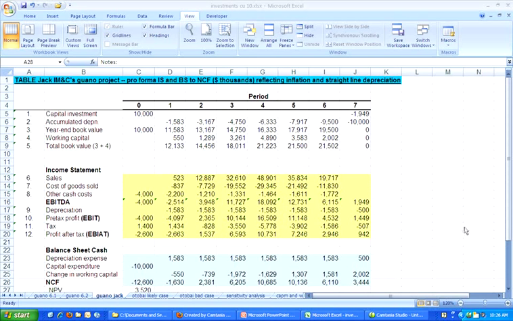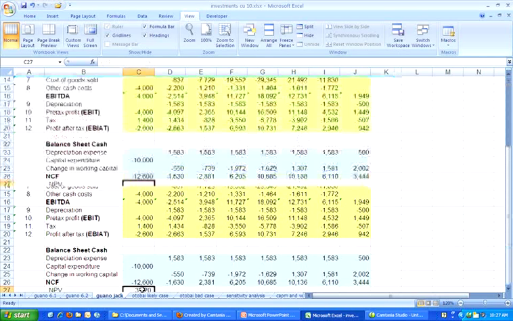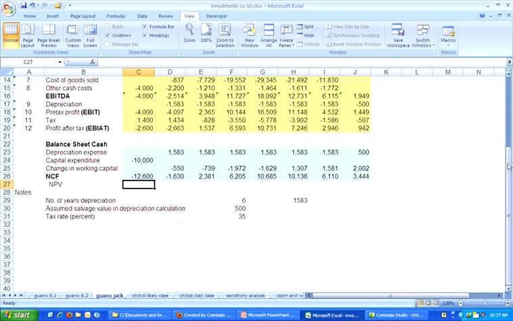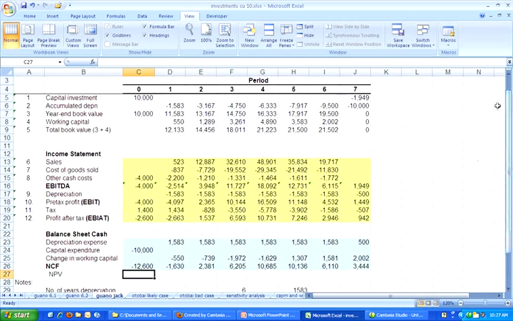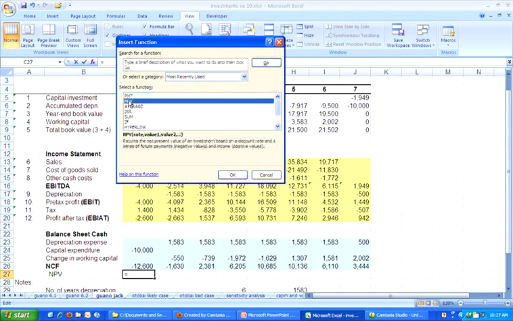The final step in the capital expenditure analysis process is to calculate the net present value. As a review, let's just go through the calculation of the NPV based on the cash flows we've developed. So I'm going to delete this NPV calculation, and I'm going to go up to the top and invoke the NPV function.